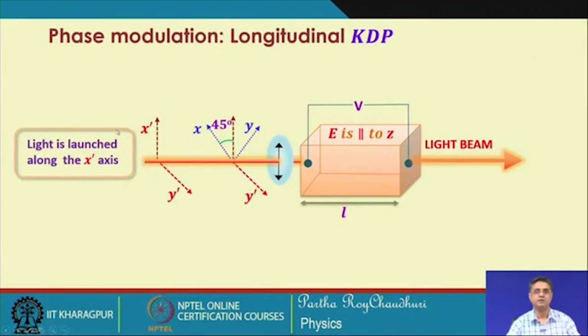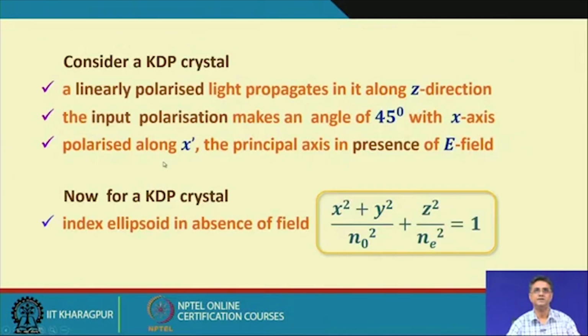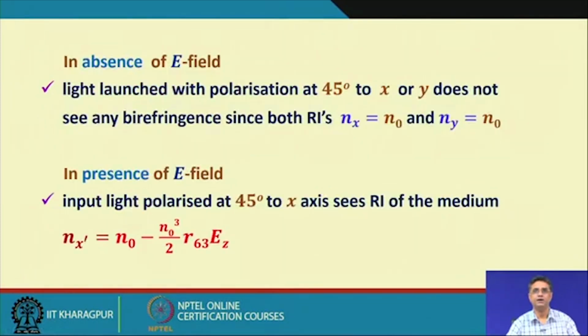So, in the first case we considered that the input light is x prime polarized, at 45 degrees with the x axis, and for this setup, the index ellipsoid without the electric field is already known. Now, we will consider the electric field which is longitudinal, and how it affects the x prime direction refractive index. In absence of the field, n x equals n 0, n y equals n 0, and n z is anyway equal to n e, and that is not useful here.